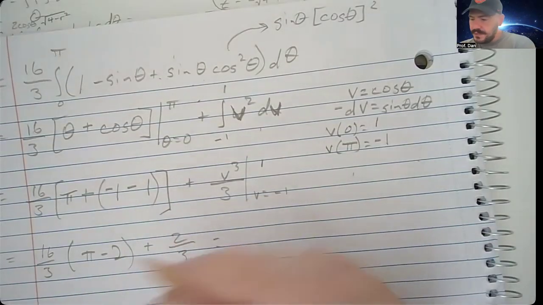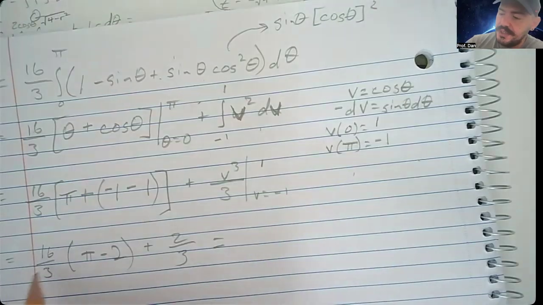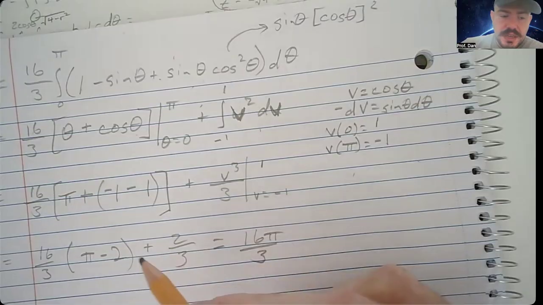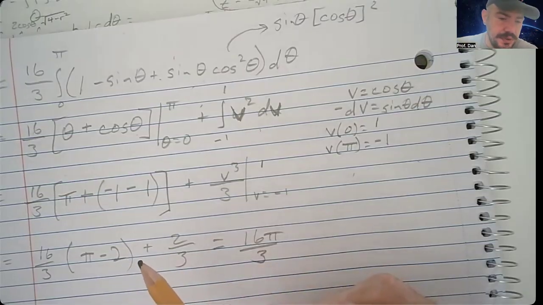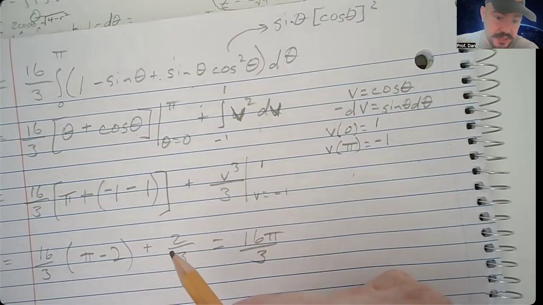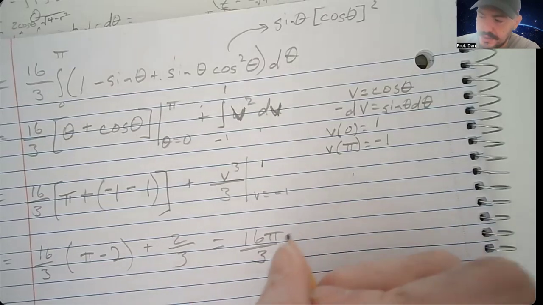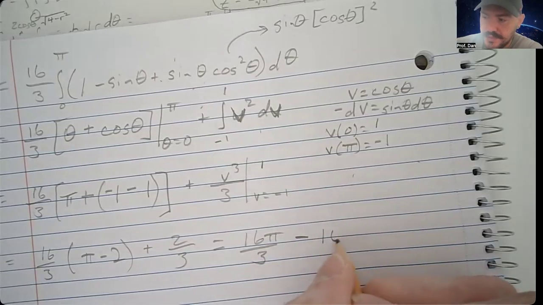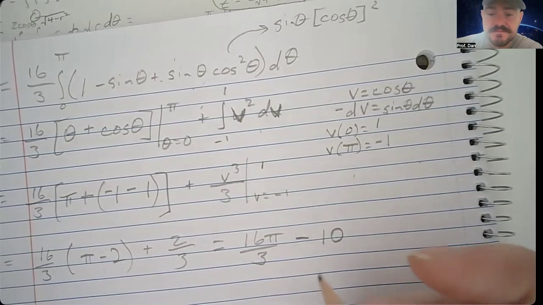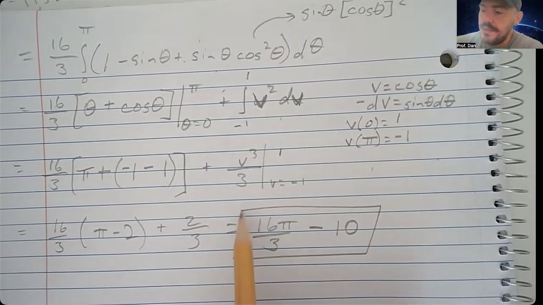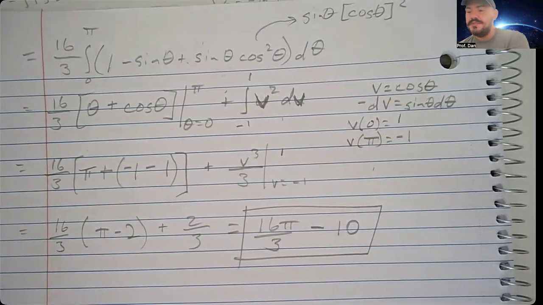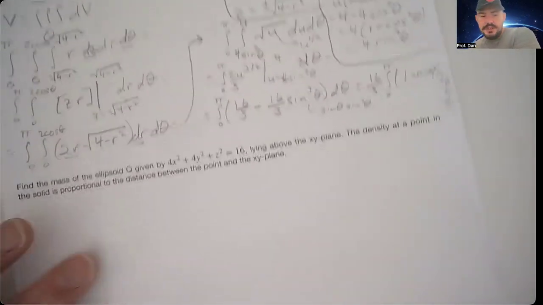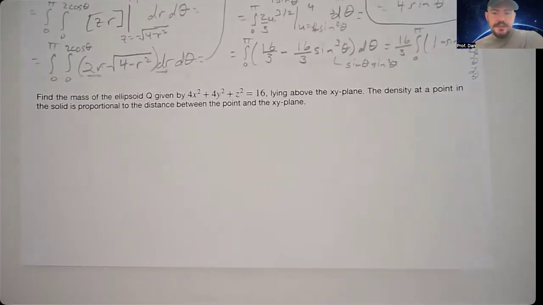So if I were to distribute the 16 thirds, I would get 16 pi over 3 as one of my terms. I would get -32 over 3 as the other. But I can combine that with this 2/3. That's going to end up giving me -30 over 3, which is more affectionately known as 10. And that's our answer. Look at us. We found a volume using cylindrical coordinates. Amazing. Now we'll go on to another example where we're finding mass.